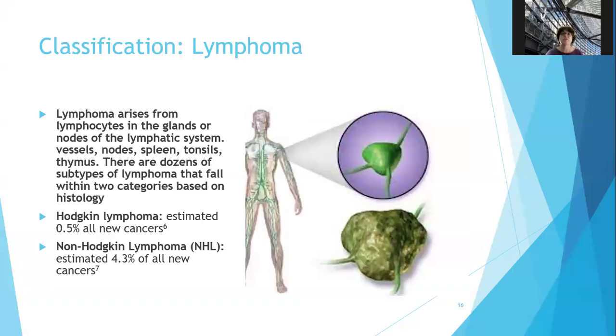Lymphoma arises from the lymphocytes or glands in nodes of the lymphatic system. There are tons of different types of lymphoma, but they are usually 2 categories: Hodgkin and non-Hodgkin. So Hodgkin is 0.5% of all new cancers, and non-Hodgkin's is 4.3% of all new cancers.